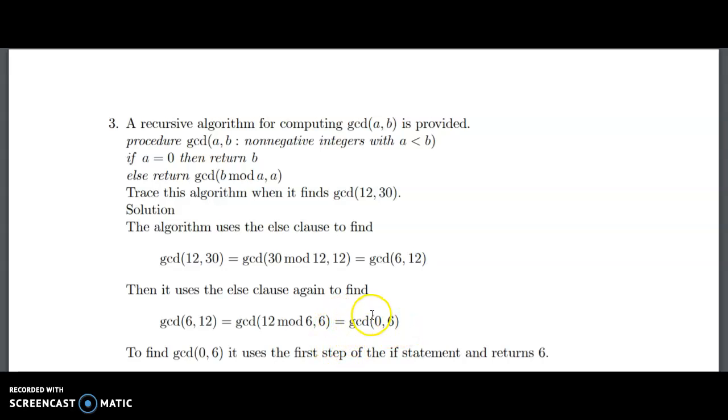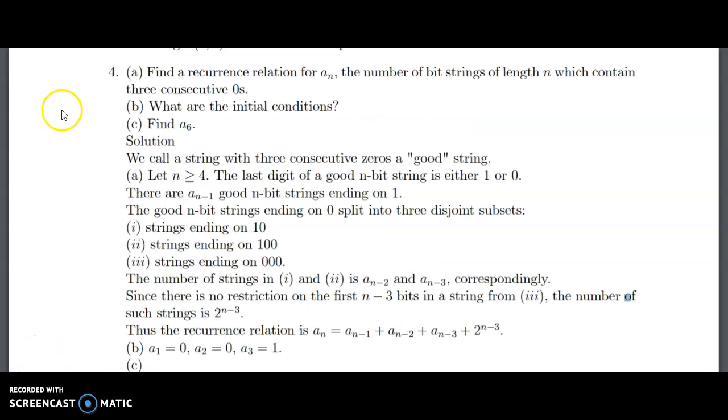When the algorithm is called for these values, the output is 6 because the first number is 0. So the output is 6 for the whole problem. Find the recurrence relation for a sub n, the number of bit strings of length n which contain 3 consecutive zeros. What are the initial conditions? Find a sub 6.